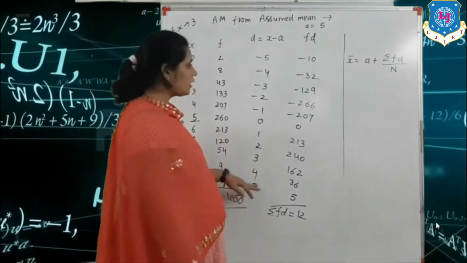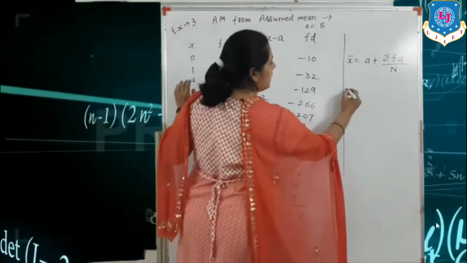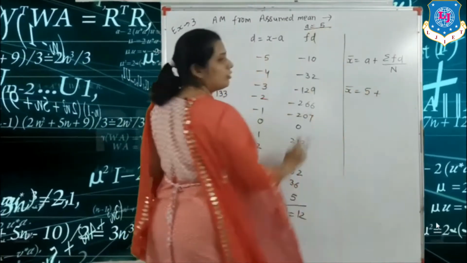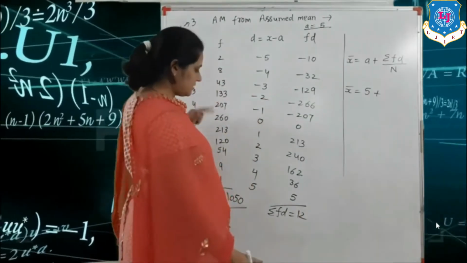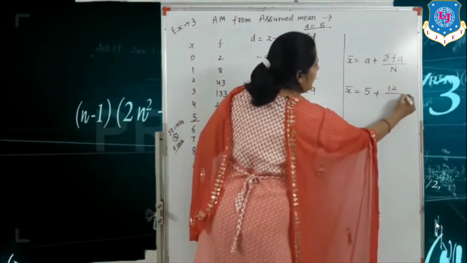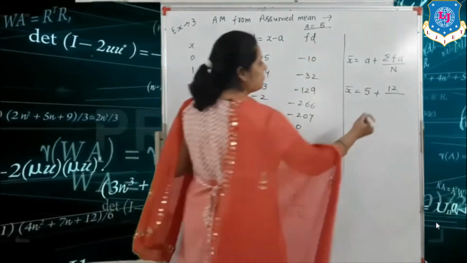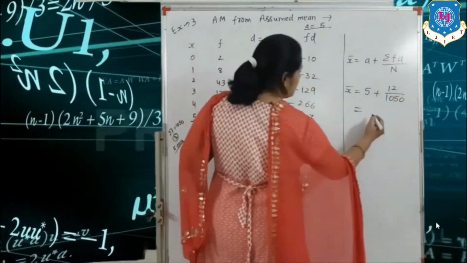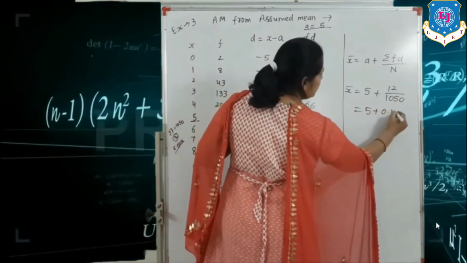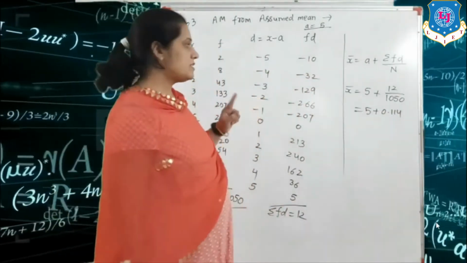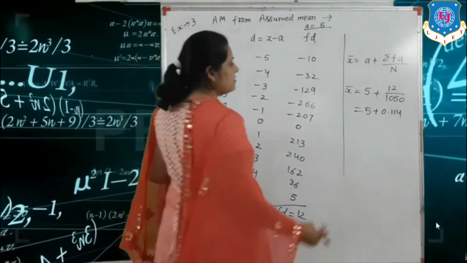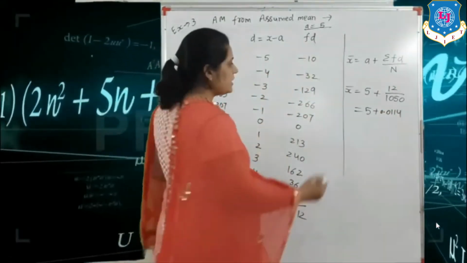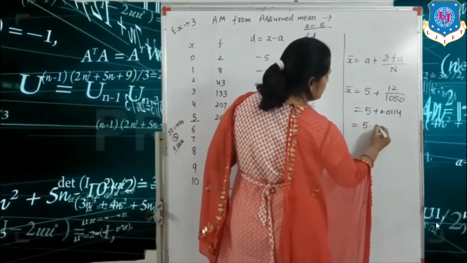Got it? So put all these values in this formula. So x bar is equal to a. We consider the value of a is equal to 5. 5 plus summation fd, that means 12, divided by capital N, that means summation f is equal to 1050. So your final answer is 5 plus 12 divided by 1050, that means 0.0114. So our final answer is 5.0114.